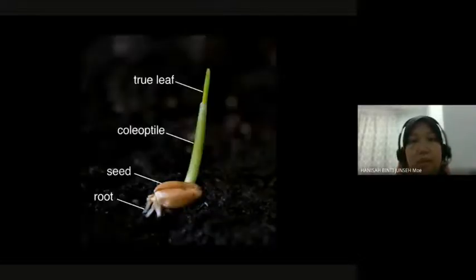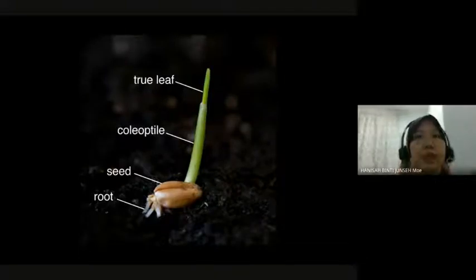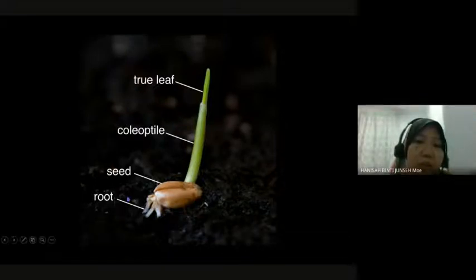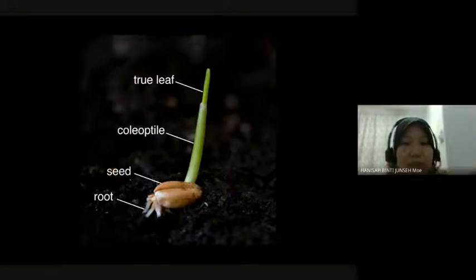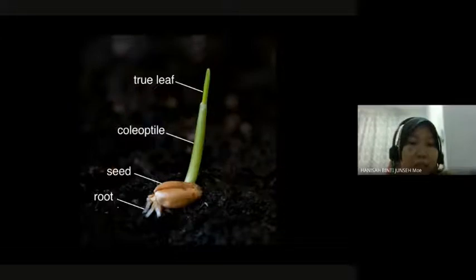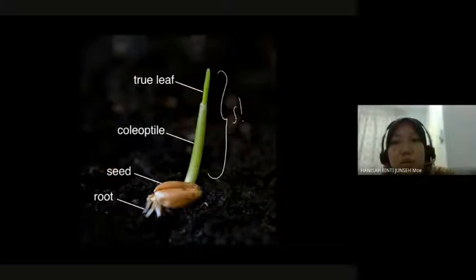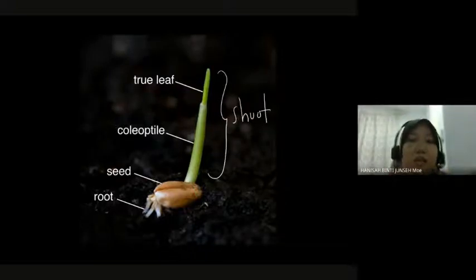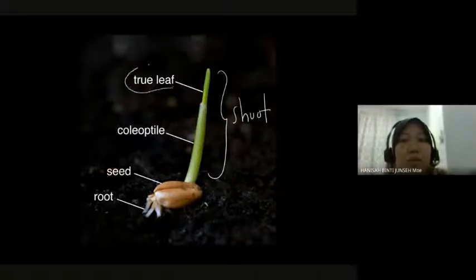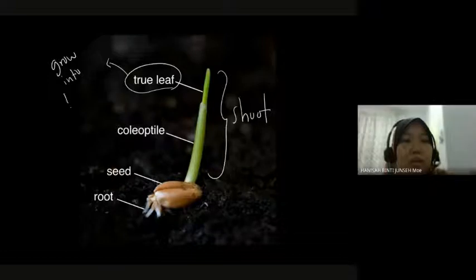Here, how does this auxin play an important role in the growth of a plant? So before that, you need to know where the coleoptile is. Okay, coleoptile. So this is a seed, and this is a root. And then here is the shoot. So the shoot actually has a division in it. This is what you call a true leaf, where it will grow into leaves.